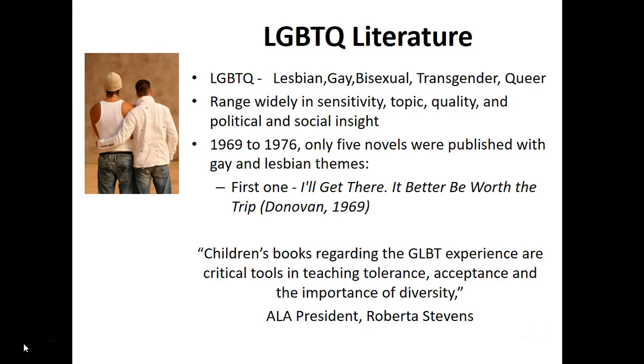To just let you know how few things used to be published, from 1969 to 76, only 5 novels were published with gay and lesbian themes. The first one is called I'll Get There, It Better Be Worth the Trip by Donovan in 1969. Children's books regarding the GLBT experience are critical tools in teaching tolerance, acceptance, and the importance of diversity. That's from the ALA president, Roberta Stevens.